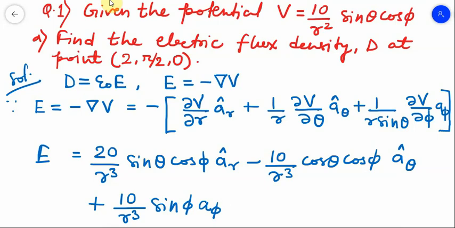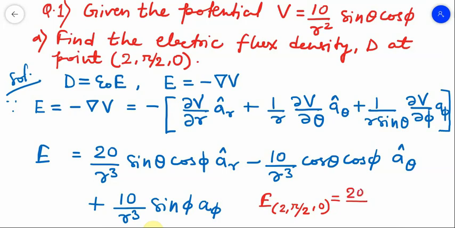Okay, so you have to calculate this E at the point (2, pi by 2, 0). If you put 2 in place of r, pi by 2 in place of theta, and 0 degree in place of phi, then what will be the E?